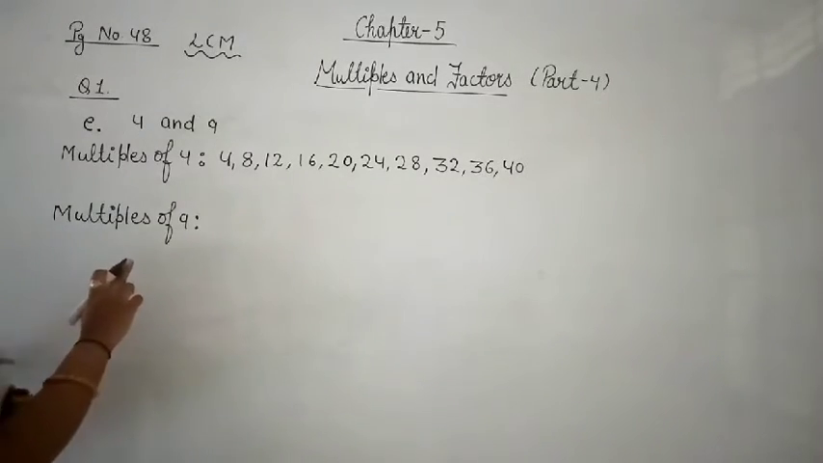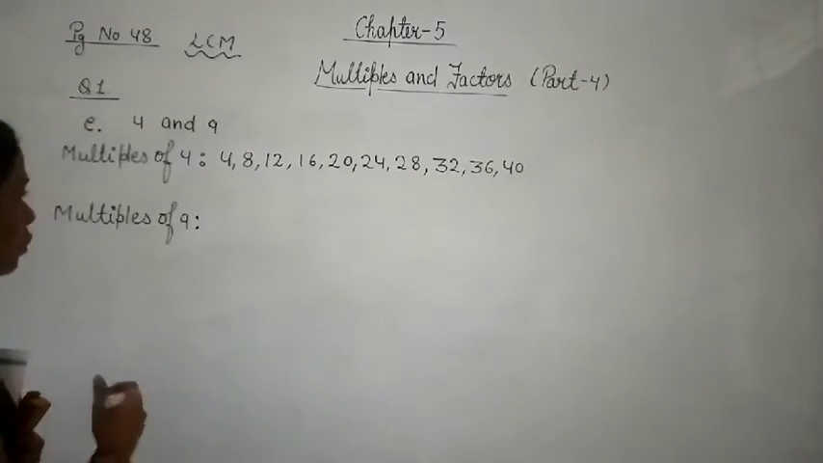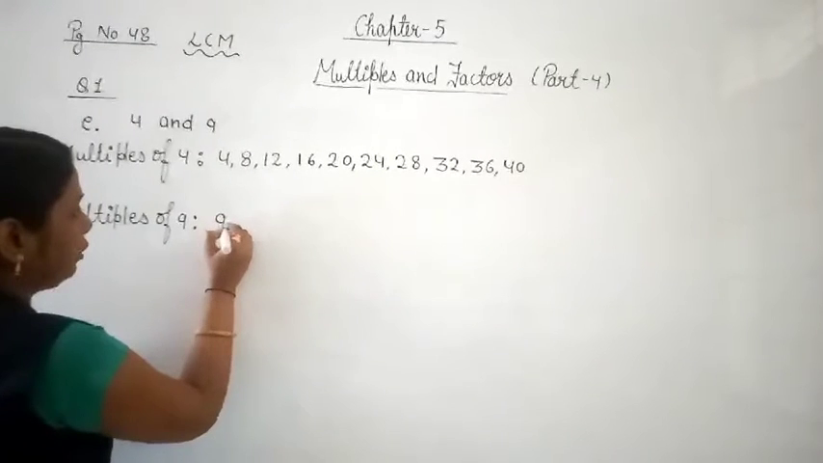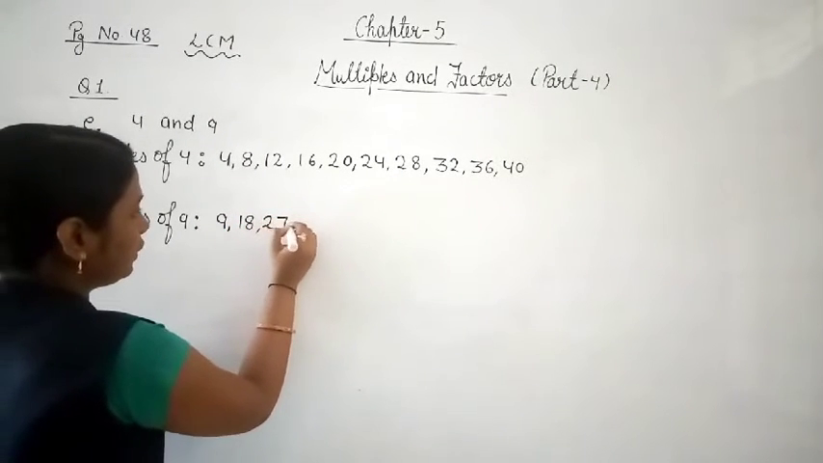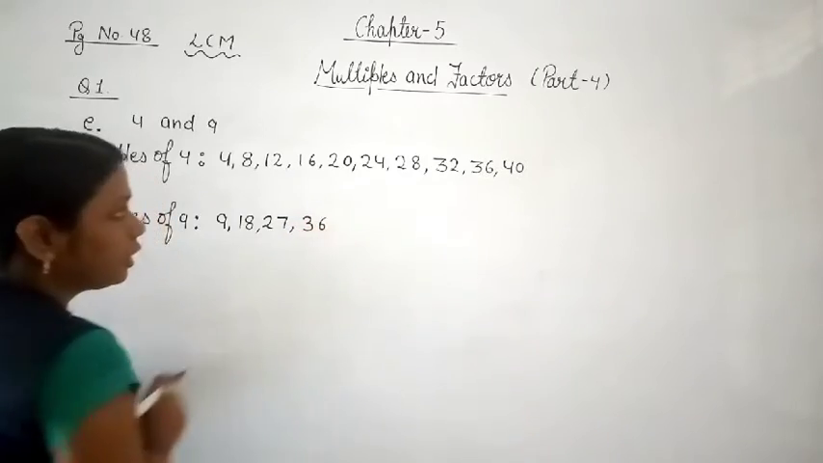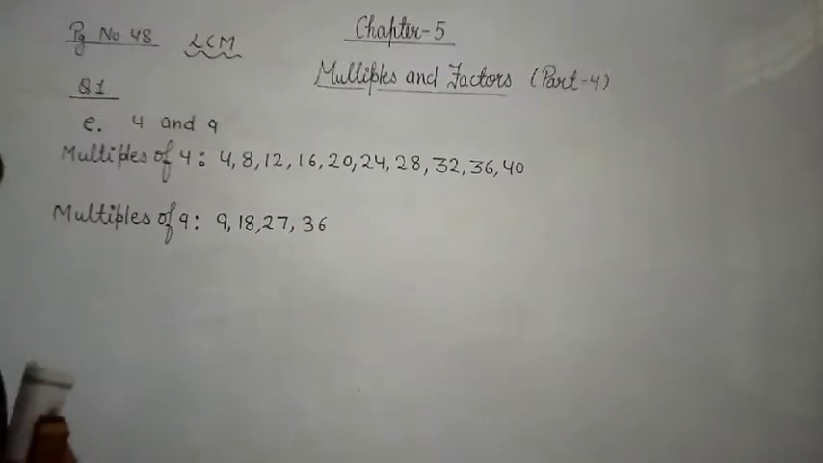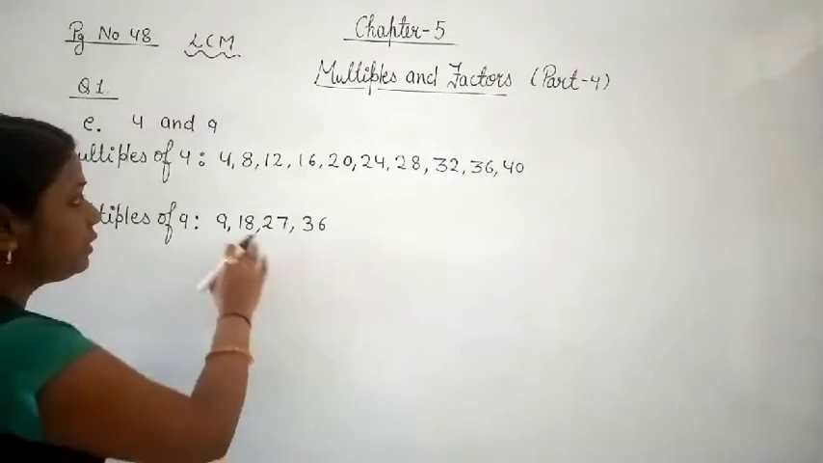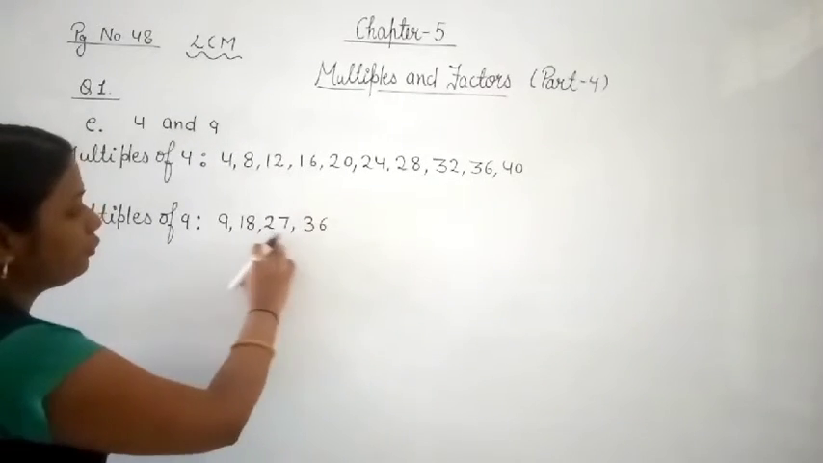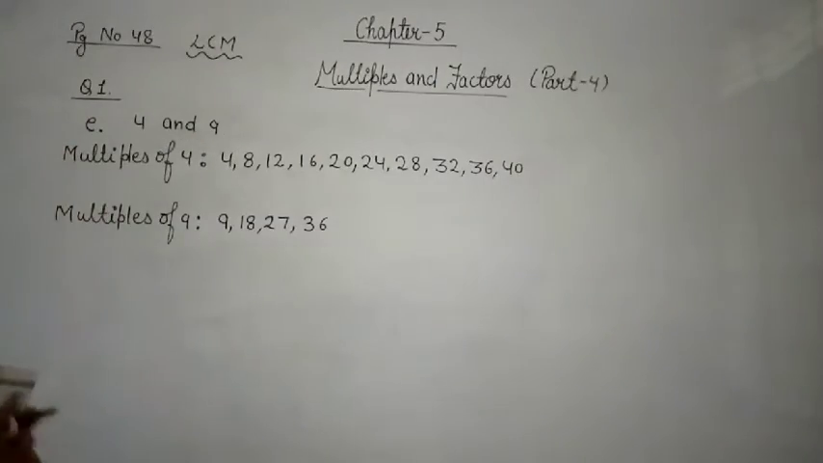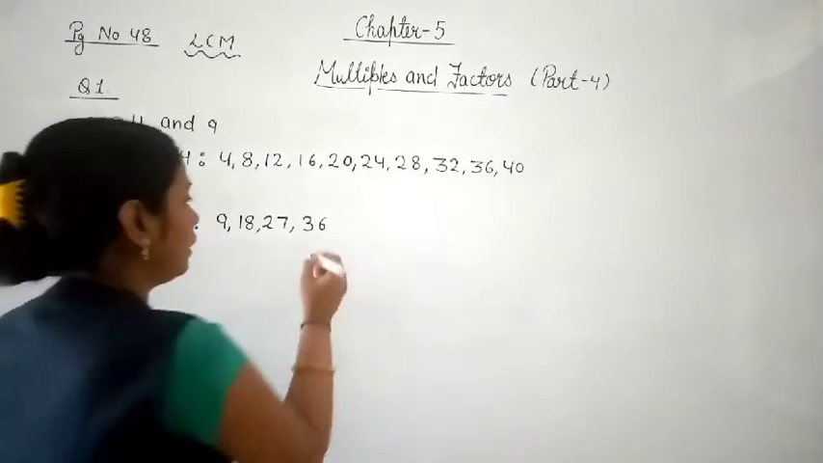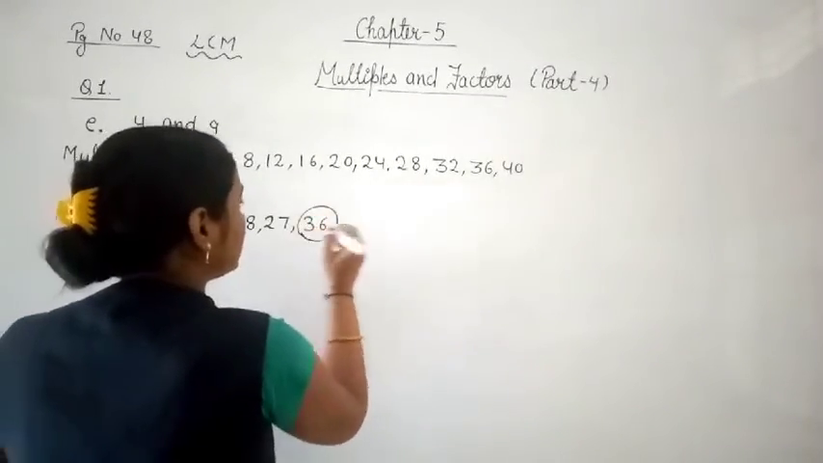Now we have to write multiples of 9. So we'll start writing: 9 ones are 9, 9 twos are 18, 9 threes are 27, 9 fours are 36. Now just stop here. Why? We can see that we have got our common multiple over here, and that is 36.